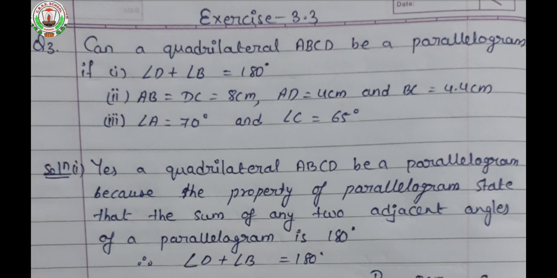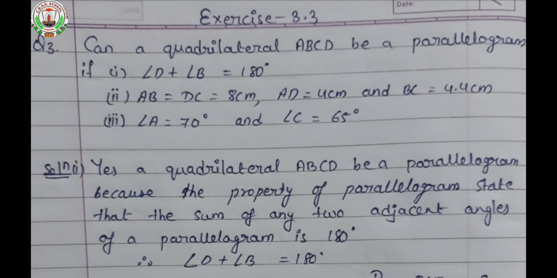As we know, a quadrilateral is a four-sided polygon, whereas a parallelogram comes under the classifications of quadrilateral, isn't it? And what are the properties of a parallelogram? The sum of two adjacent angles of a parallelogram is 180 degrees, opposite sides of a parallelogram are of equal measure, as well as the opposite sides of a parallelogram are parallel. So these are the properties of a parallelogram.